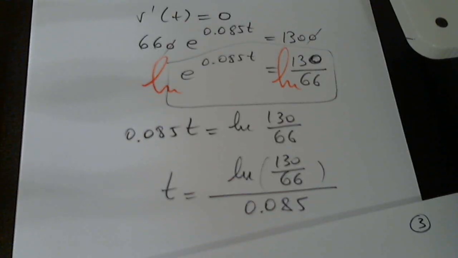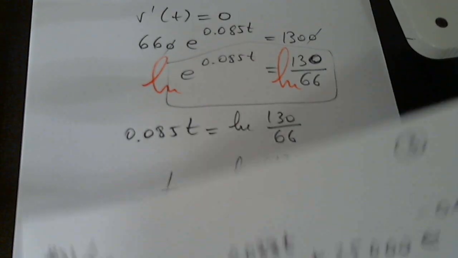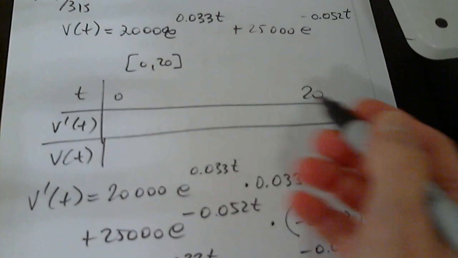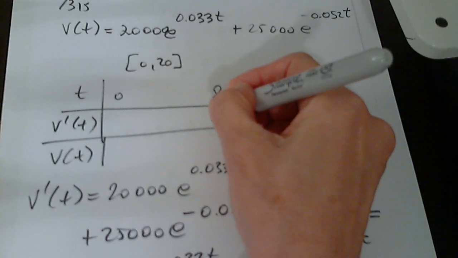So we have natural log of 1300 divided by 660 and further divided by 0.085. Okay, so let's see what we get. I'm going to say 8, approximately. Is 8 here? Yes, it is. It fits in. So this is 0.